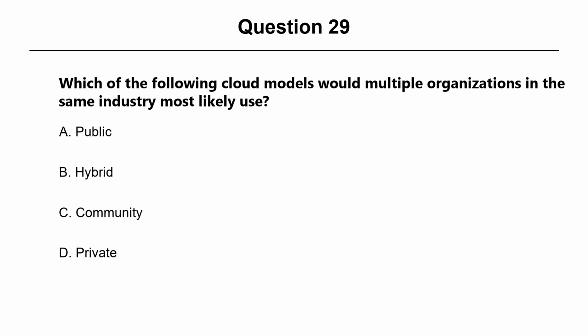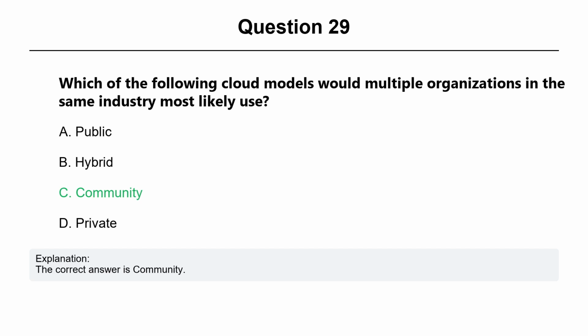Question 29. Which of the following cloud models would multiple organizations in the same industry most likely use? Option A, public. Option B, hybrid. Option C, community. Option D, private. The correct answer is option C, community.